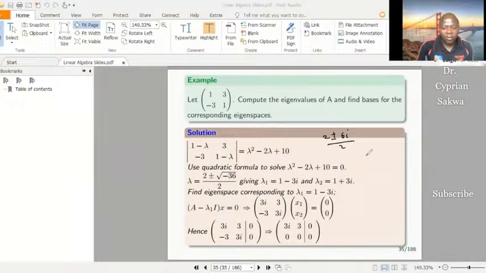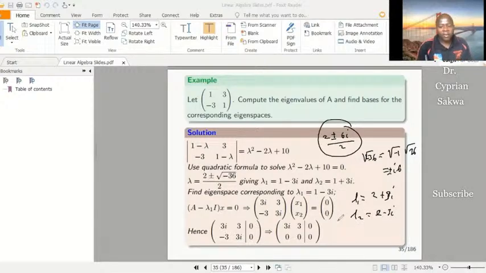Because you know that the square root of negative 36 is the same as the square root of negative 1 times the square root of 36. And the square root of negative 1 is i, and the square root of 36 is 6, plus or minus. And so that is why we see this. So lambda 1 will just be 2 plus 3i, and the other, lambda 2, will be 2 minus 3i.